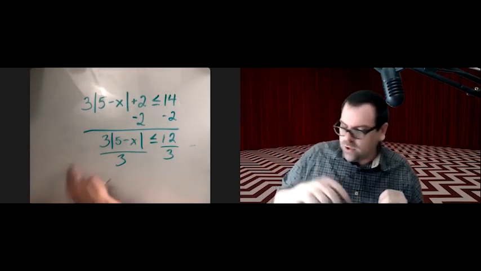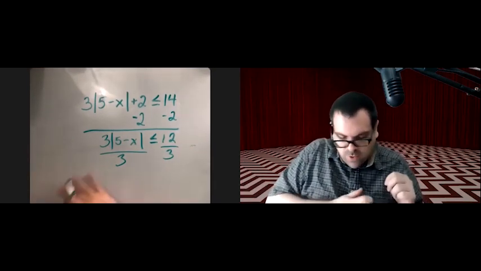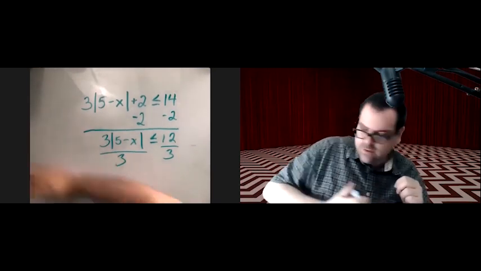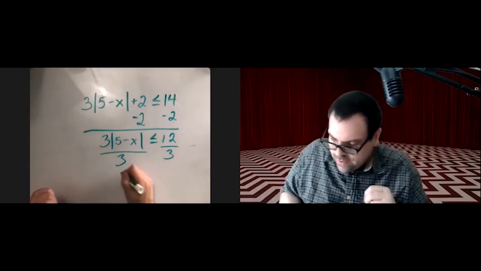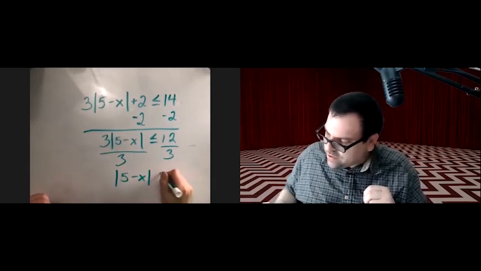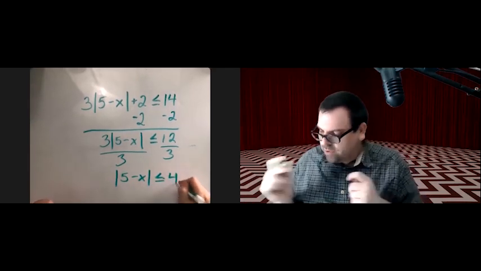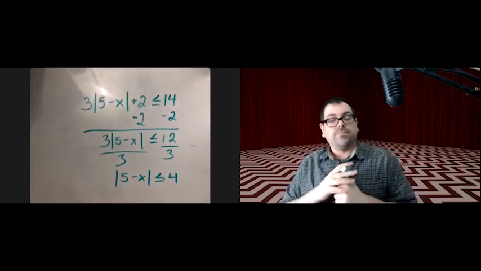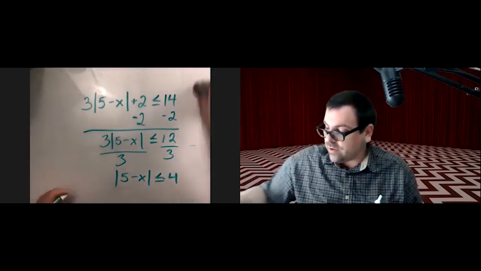It's not always going to work. You never know what to expect. The absolute value of 5 minus x is going to be less than or equal to 4. Let's continue to solve this.